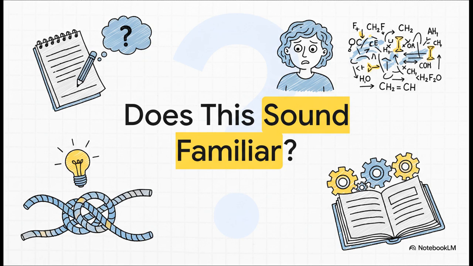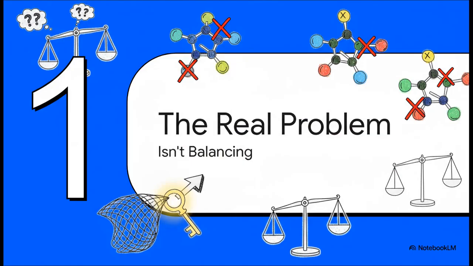It's a universal struggle. But the good news is, the reason for that struggle is often totally misunderstood. You see, research shows that the real stumbling block isn't the final act of balancing itself. Nope. It actually comes down to four key misunderstandings about the very language of chemistry. If we can fix these foundational issues, the balancing part pretty much takes care of itself.